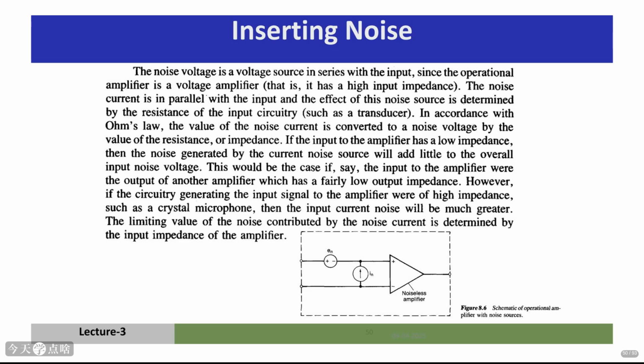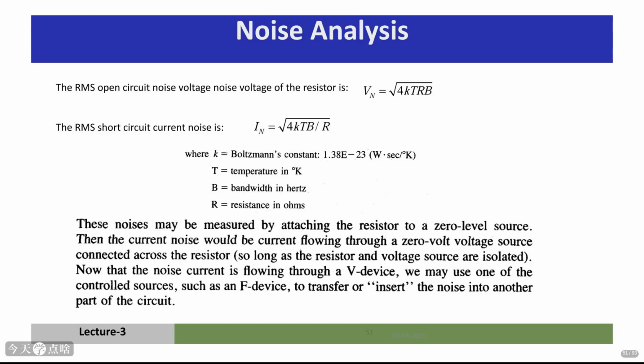The diagram shows these two noise sources, E sub n and I sub n, connected to the input of an ideal amplifier. The RMS values of these noise sources are given by formulas involving Boltzmann's constant k, temperature T, bandwidth B, and resistance R. For thermal noise voltage, Vn equals the square root of 4kTRB. For thermal noise current, In equals the square root of 4kTB divided by R. These formulas tell us that noise increases with temperature and bandwidth, and decreases with resistance.